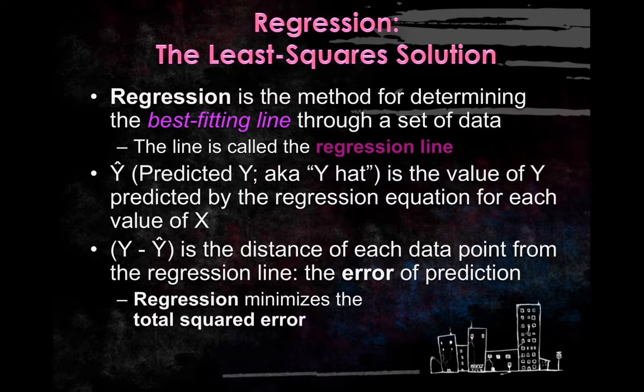Y hat, right? And that's exactly what it looks like. Y with a little hat on it is the predicted Y, right? Or what the researcher is willing to predict from that regression analysis for each value of the X. And Y minus Y hat is that error prediction, right? And regression minimizes that error, that total squared error probability.